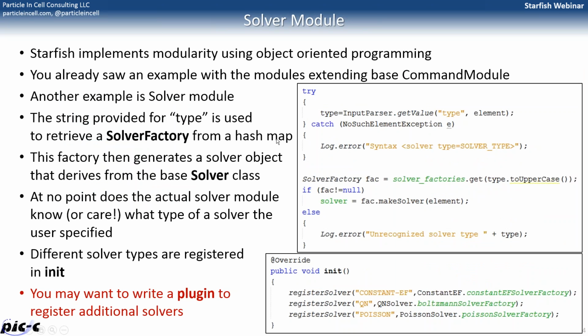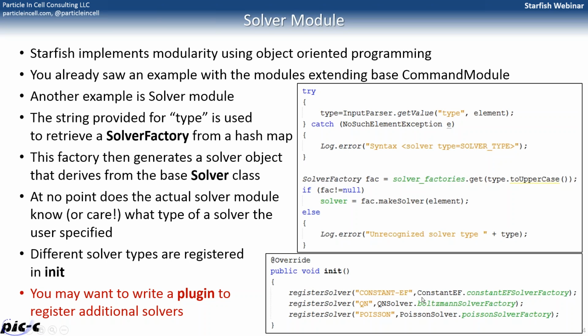So here's what I was discussing, and the big point of this is that Starfish implements all this modularity using object-oriented programming. You already saw this in a way by seeing how all these different modules inherit from the base type called command module. Now the solver module is another example of how this modularity is implemented. The type that we saw is simply used to retrieve a solver factory from a hash map. I have this map that contains different factories, and in my init function, which we talked about earlier, we're initializing different modules. Here I'm registering different solvers. But really, you're simply adding a bunch of different factories to some other map that exists here.